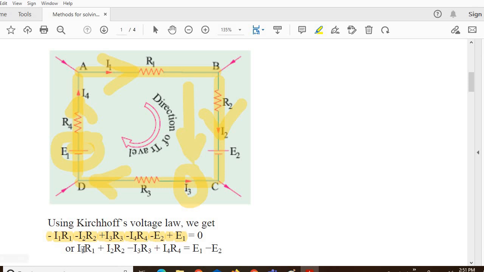On rearranging the equations, we get I1 R1 plus I2 R2 minus I3 R3 plus I4 R4 equal to E1 minus E2. So the first equation represents the summation of all the EMFs and voltage drops equal to 0, and the second equation is the sum of IR equal to the summation of E.